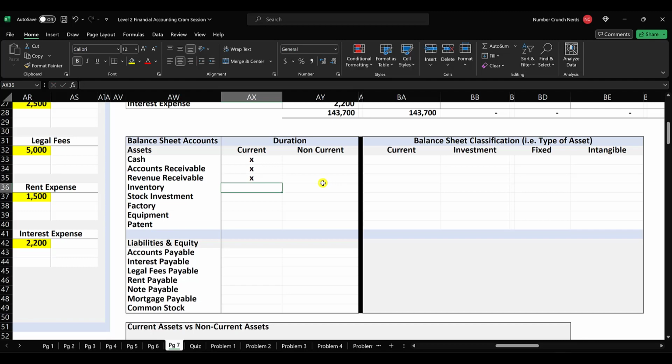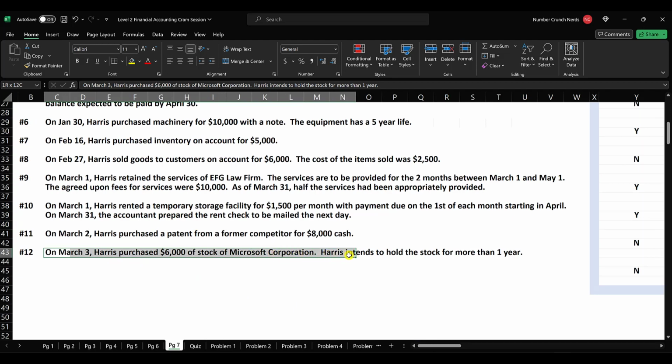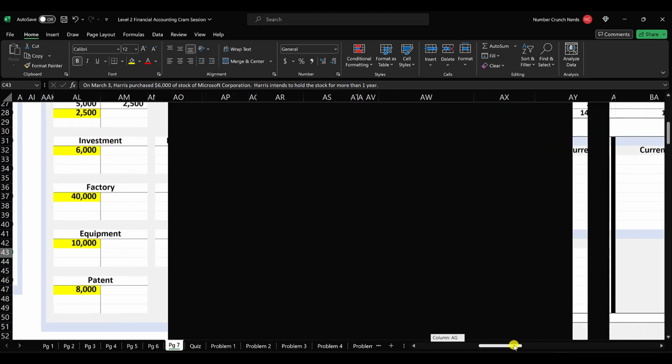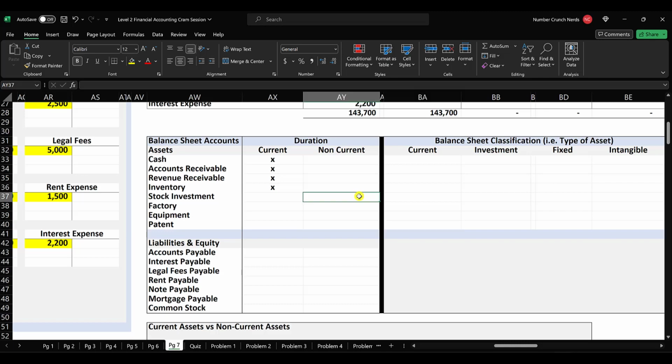Revenue receivable, current. That's your business. You're in the business of generating revenue. It's expected you would collect that within 1 year. Inventory, the same. Stock investment. Now, stock investment could go either way, but remember, over in the problem over here, it said Harris purchased the 6,000 of Microsoft Corporation, and Harris intends to hold it for more than a year. So, if the company's intention is to hold it for more than a year, then we're going to have to classify that one as non-current, although it could go either way.